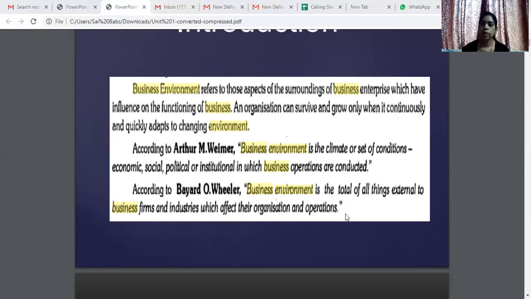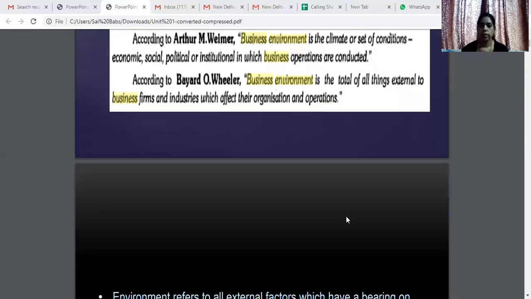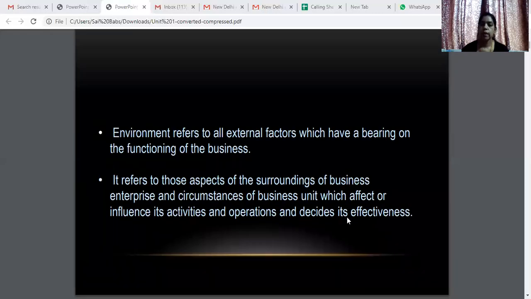So business environment is a sum total of set of conditions like economic, social, political and institutional environment. And generally business operations are conducted under the influence of all these environments. Now, environment refers to all external factors which have a bearing on the functioning of business. It refers to all those aspects of surroundings of business enterprise and circumstances of business unit which affect and influence its activities and operations and decides its effectiveness.